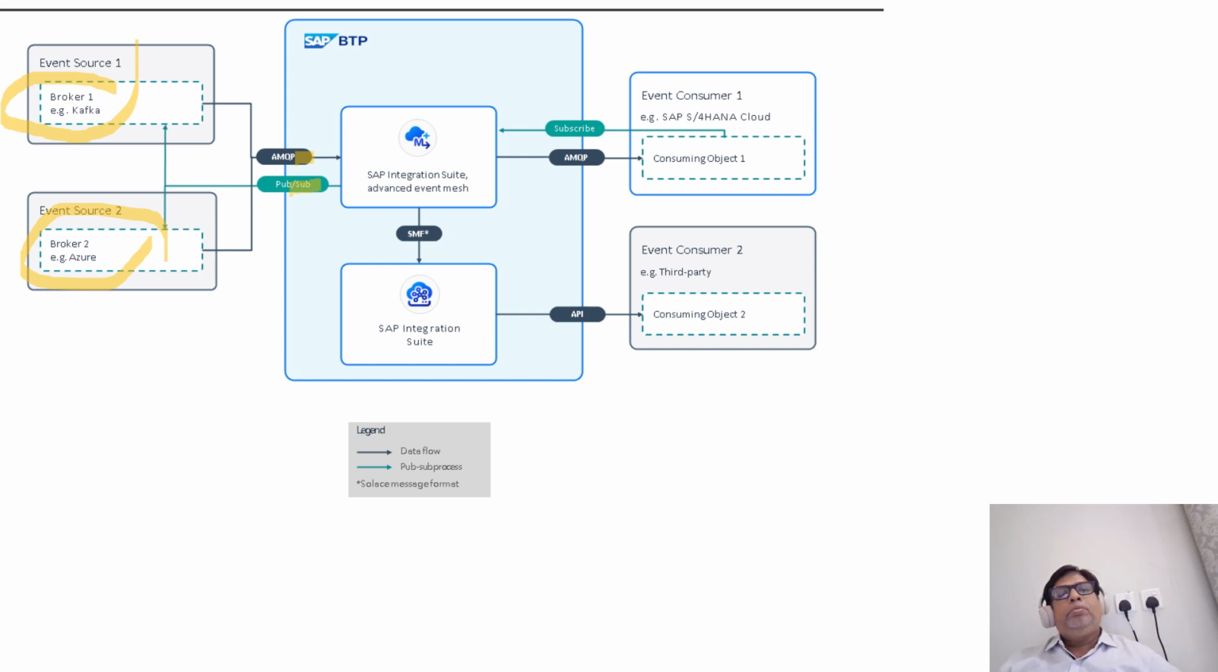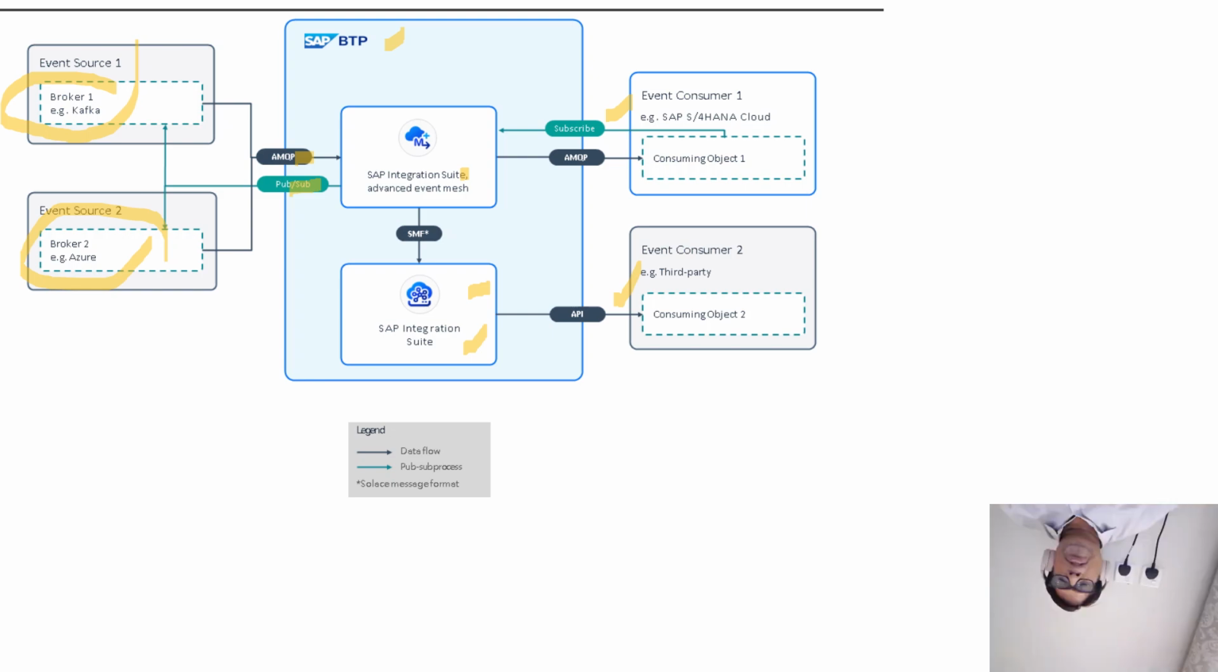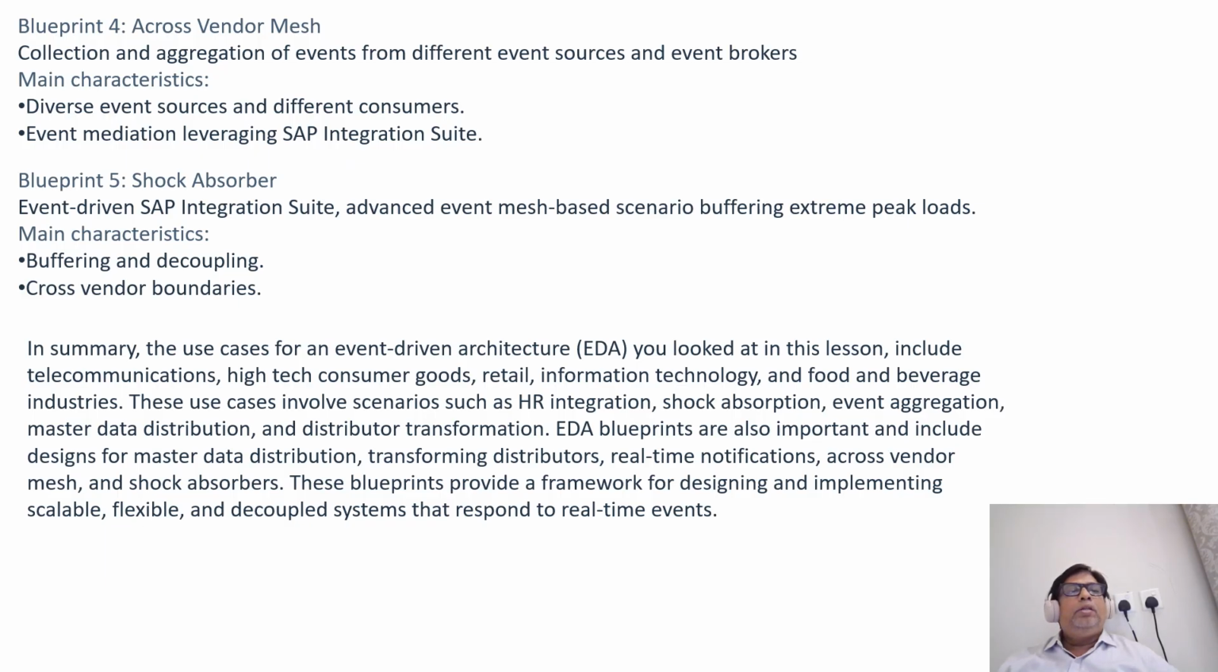publisher, pub sub here, advanced event mesh integrated in BTP, configured in BTP. Integration suite is there here. So this event mesh is separately configured with AMQP, and then it will be subscribed by the consumer and it will be consumed by the API. So these are the main advantages here. And these are the cross vendor mesh. This is called Blueprint Pro. We observed it there with the diagram.